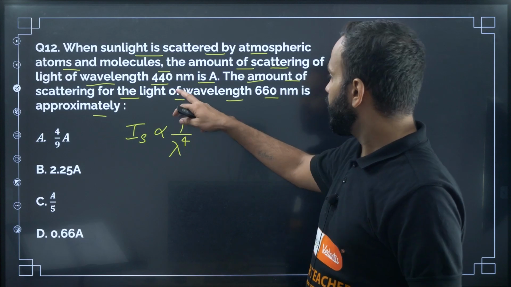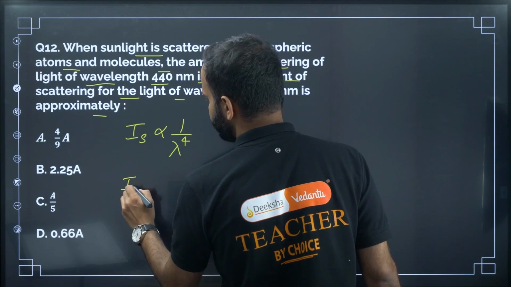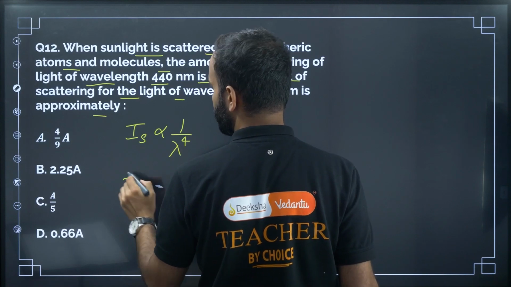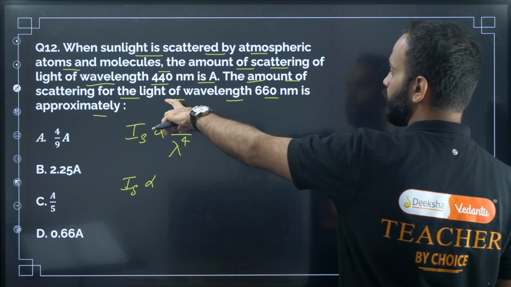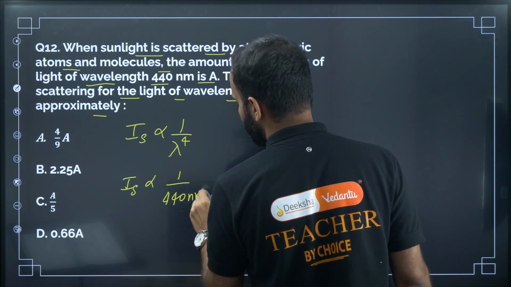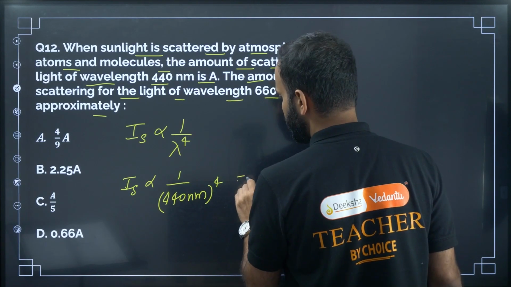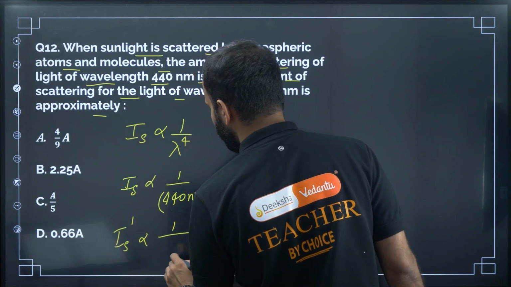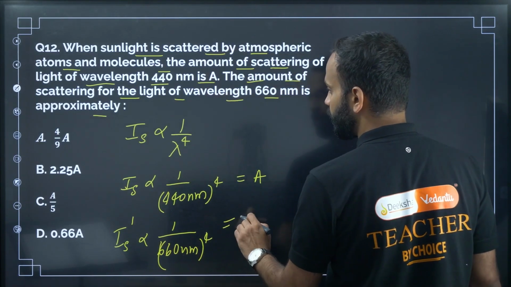When the wavelength of the light is 440 nanometer, the scattering is A. So IS is directly proportional to 1 by 440 nanometer to the power 4, and this is equal to A. Now IS dash is directly proportional to 1 divided by 660 nanometer to the power 4, which is equal to A dash.